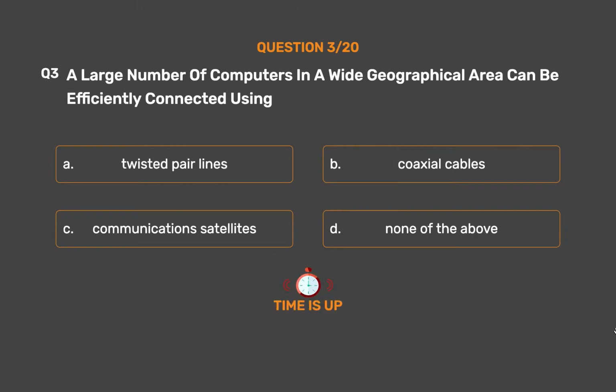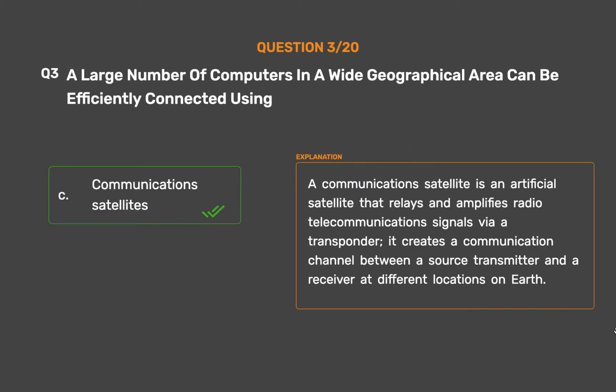The correct answer is Option C. Communication satellites. A communication satellite is an artificial satellite that relays and amplifies radio telecommunication signals via a transponder. It creates a communication channel between a source transmitter and a receiver at different locations on Earth.